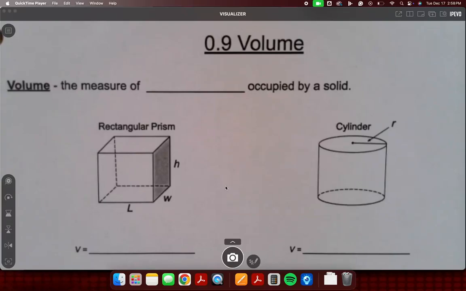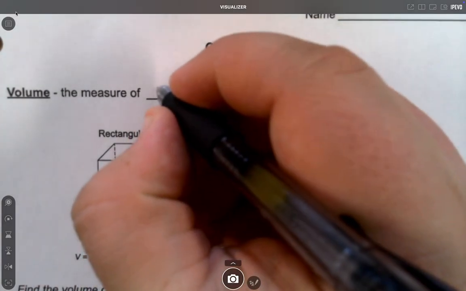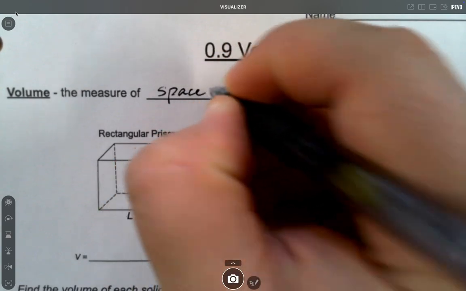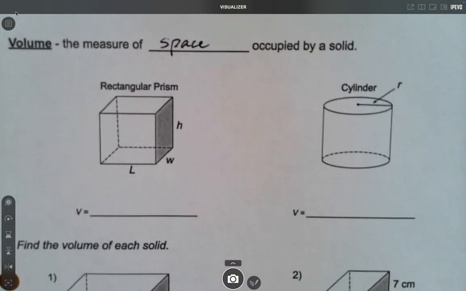Perimeter, which is 1 dimension, area, which is 2 dimensions, and now we'll go 3-dimensional with volume. So volume is the measure of space occupied by a solid. So 2 formulas, just 2 different shapes we'll deal with here.